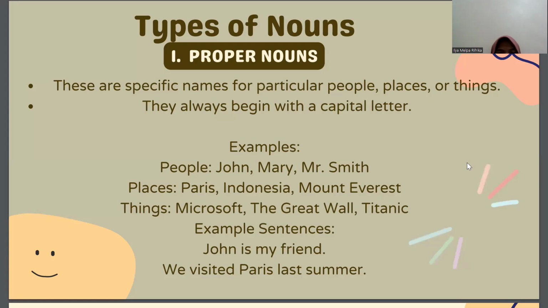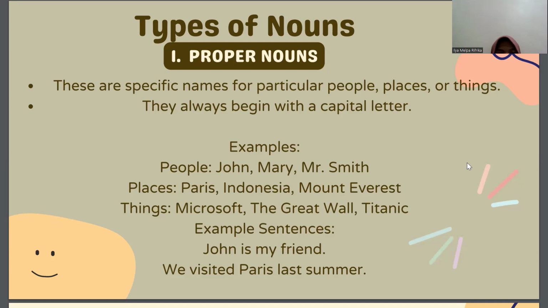For the example of people, there are John, Mary, Mr. Smith, and the other names of people. And then the example of places, there are Paris, Indonesia, Mount Everest, Padang, the university, etc. And the example of things, Microsoft, the Great Wall, Titanic, book, pen, bag, handphone, clothes, and the other things.